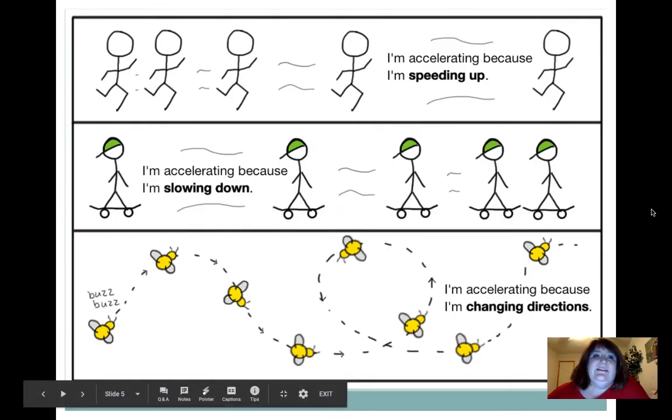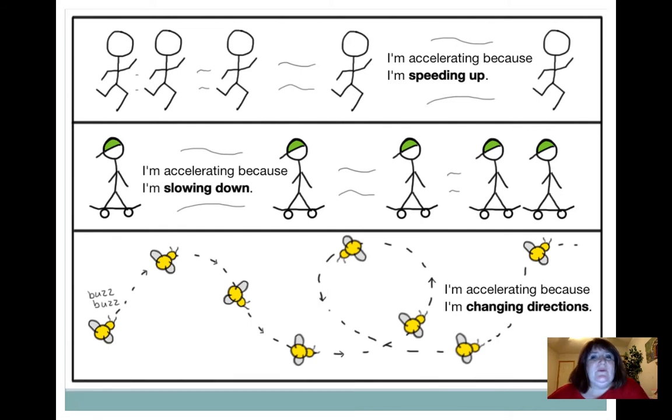So, let's look at our three examples from before. Remember that acceleration is a change in velocity over a period of time. So if I am speeding up, I'm accelerating. If I'm slowing down, I'm accelerating. And if I'm just changing all kinds of direction, I'm still accelerating. Let's look at another one.